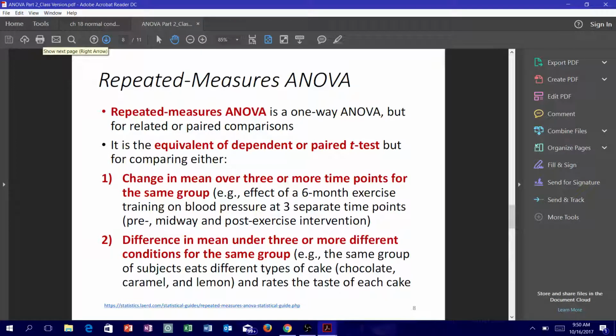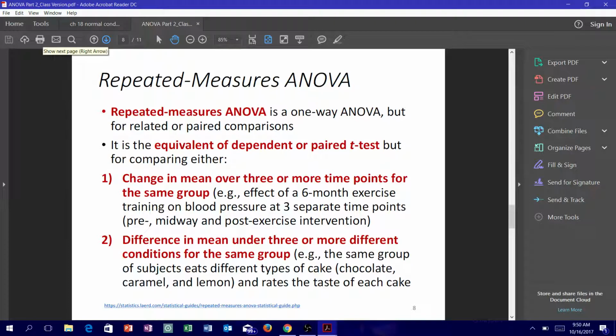So the same group, for example, can eat different types of cake, chocolate, caramel, and lemon, and rate each. But it's the same group rating these 3 cakes. So you're going to compare the rating between the 3 types of cake, which means again you have 3 means, because it's going to be a scale for cake 1 and cake 2 and cake 3, and you're going to have 3 means to compare, but it's the same group, and that's still repeated measures ANOVA.